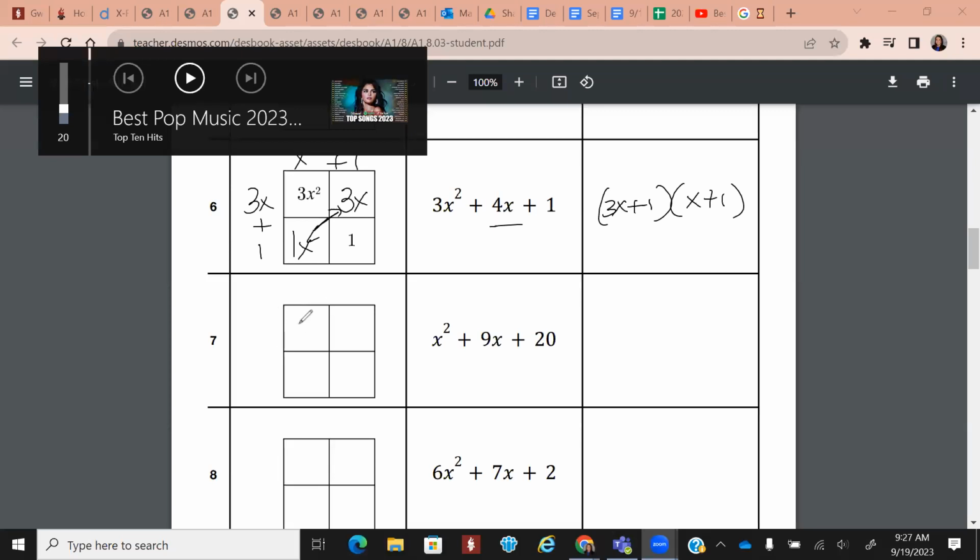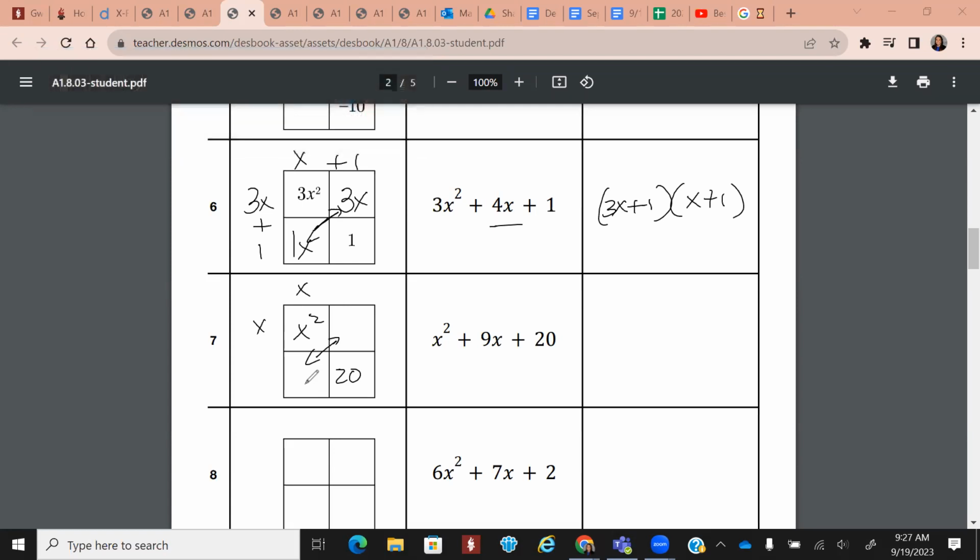So what times what would give me x squared? And then I need this to add up to equal 9. So what are factors of 20? 5 and 4. So 4 times x would give me 4x. 5 times x is 5x. 5 times 4 gives me 20. I'm going to take all this, add it together. That will give me the standard form. And then factored form is just the numbers that are on top and on the side.